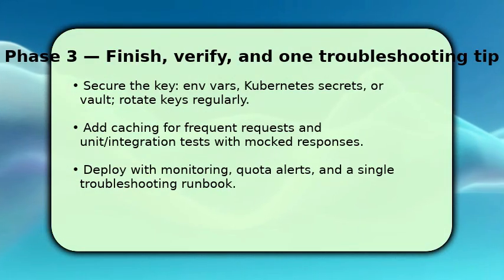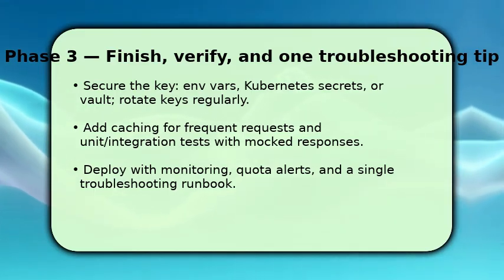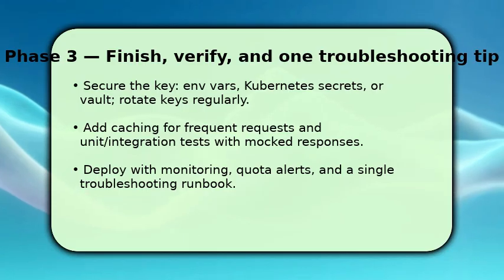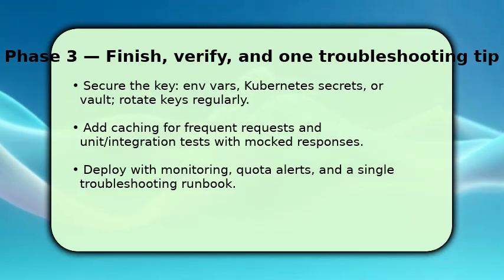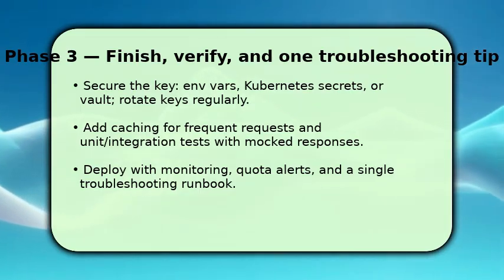Finish by removing any hard-coded keys. Use environment variables, secret managers, or Kubernetes secrets and rotate keys periodically. This reduces exposure. Then add caching for common queries to save quota and implement unit and integration tests with mocked Google responses. Once deployed, monitor quota and latency, and set alerts.